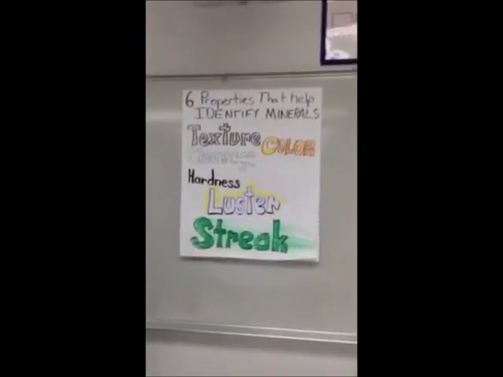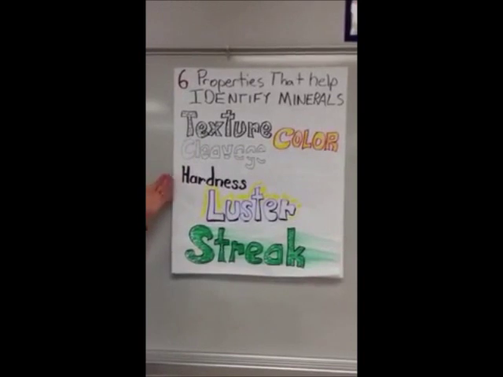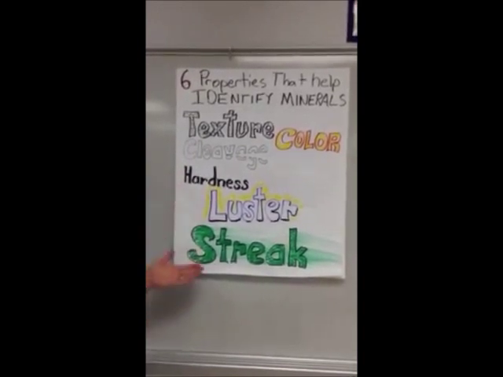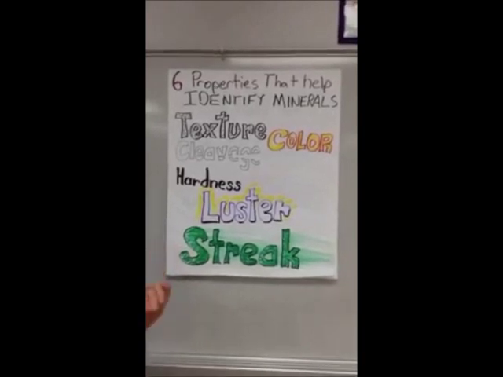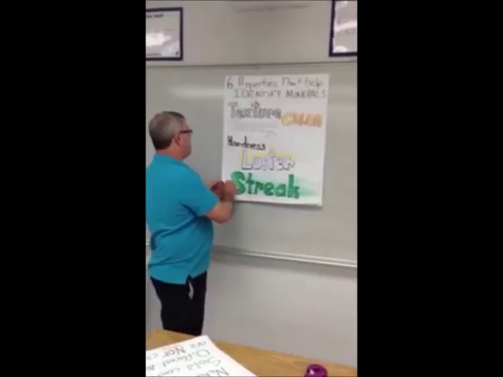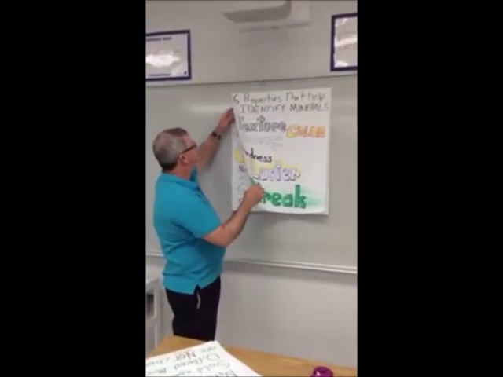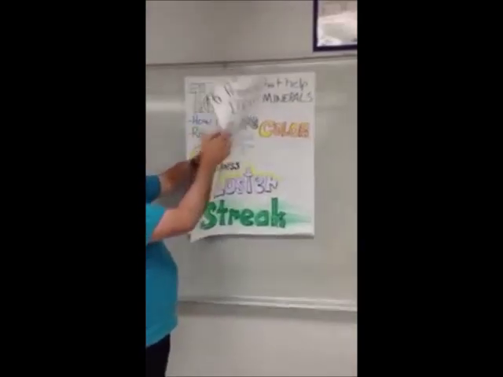So what do we have here? Six properties that help identify minerals. There's texture, color, cleavage, hardness, luster, and streak. Some of these I'm not sure what they are, but let's talk about these real quick. By the way, you better write those down because you're going to need them later.